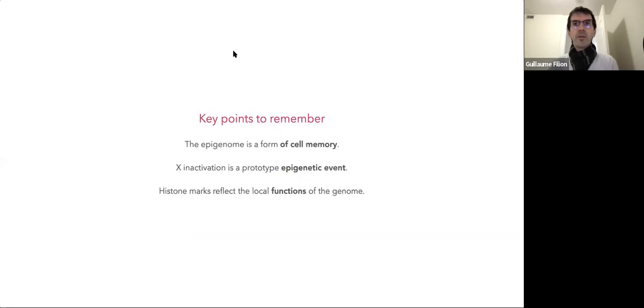So that's it. That's what I wanted to tell you today about the epigenome. The key points to remember is that the epigenome is a form of cell memory. Remember that very first problem that we had: the cells have the same DNA and yet they do different things. There has to be something, a signal that reminds them who they are and what they can be, what they cannot be. And people believe that is somewhere in the epigenome or close to the epigenome.